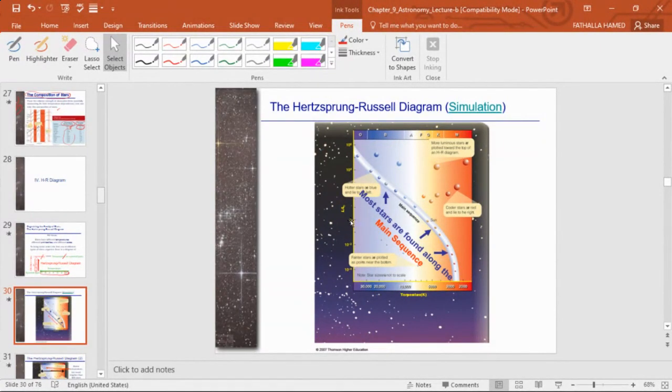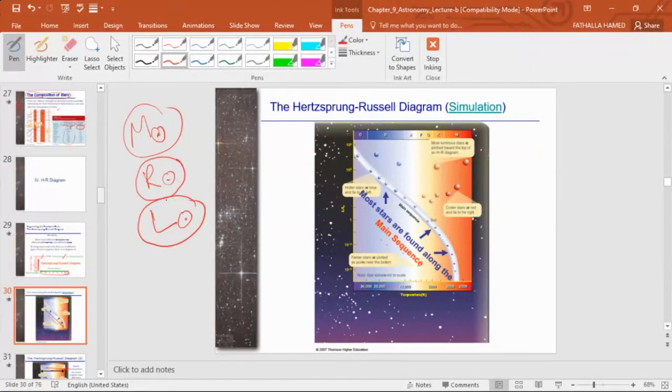Now, the luminosity here is measured relative to the luminosity of the sun. So one thing I want to make sure you're aware of: whenever you see a symbol like this, that means the mass of the sun. Whenever you see something like this, that means the radius of the sun. And whenever you see something like this, that means the luminosity of the sun. So usually things are measured relative to these.